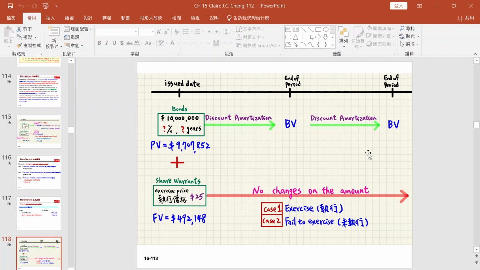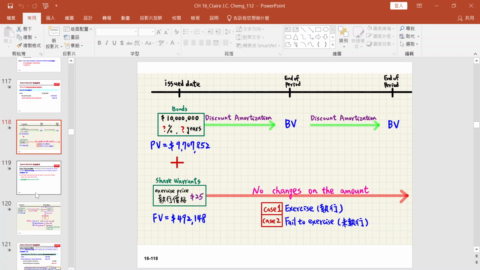Okay? So that's the first reason why your company issues share warrants. So those are all the things you have to consider for the first reason. So what's the second reason?